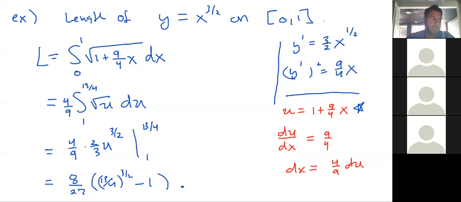And then if you take 13 to the 3/2, you can end up writing that as 13 times the square root of 13. So if you wanted to, you could clean this up a little more. You can say 8/27 times, yikes, 13 times the square root of 13 over 8 minus 1. Ugly.